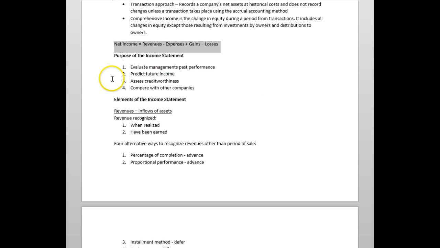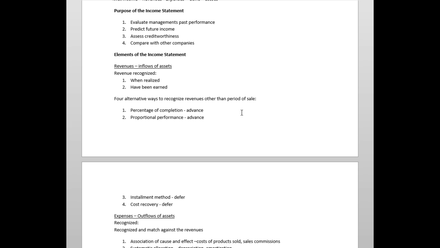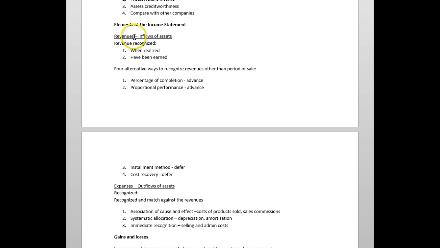Purpose of the income statement. 1, it is to evaluate management's past performance. 2, it's to predict future income. It's to assess the creditworthiness, try saying that 10 times, of a company. And then many times we use the income statement to compare companies to companies, especially if you're looking to invest in a company. The elements of the income statement are the revenues, which are inflows of assets. They're recognized when realized, and they have been earned.